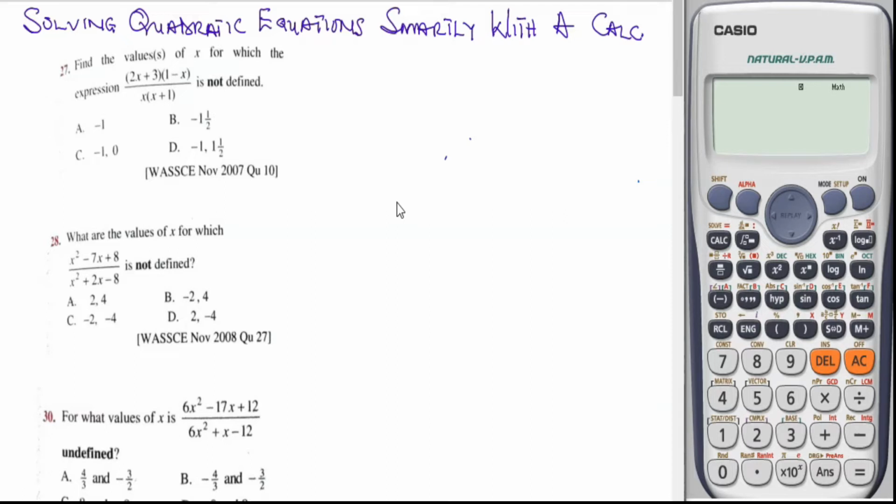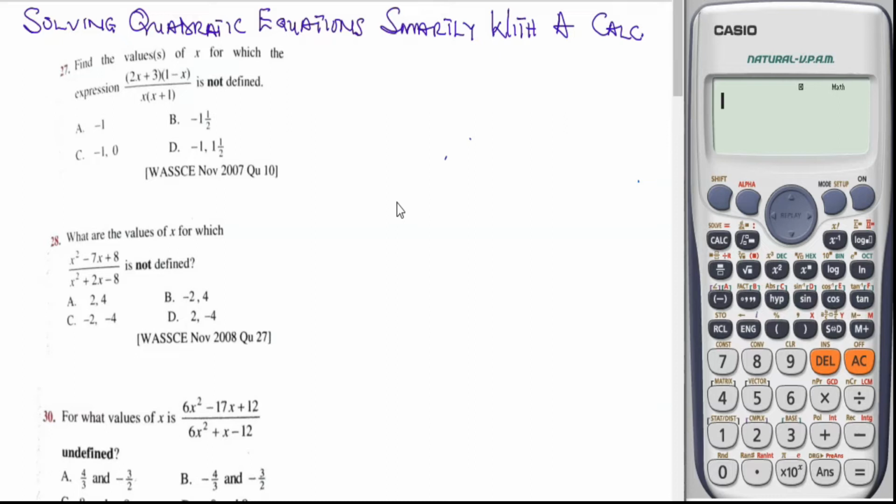Now to begin with, we have one question which came in the year November 2007. It was an update question, and per this question it says find the values of x for which the expression 2x plus 3 over x times x plus 1 is not defined.